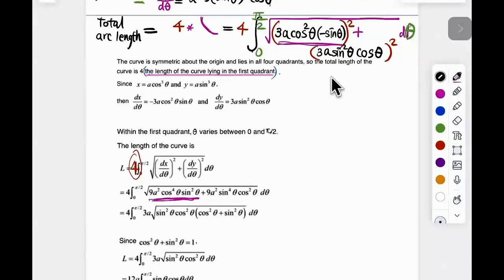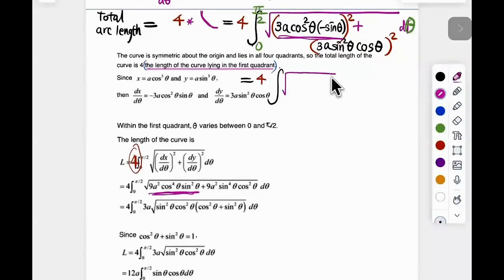Maybe I should write it bigger so you can see better. So let me just write it down. Equal to 4 integral, square root. Here will be d theta, and this will be 9a squared cosine to the 4th power, and then sine squared theta. And some people say, well, that's a lot, yeah? Maybe I'll provide you with the note. When I go home, I'll put up the note for this one so you can see better.